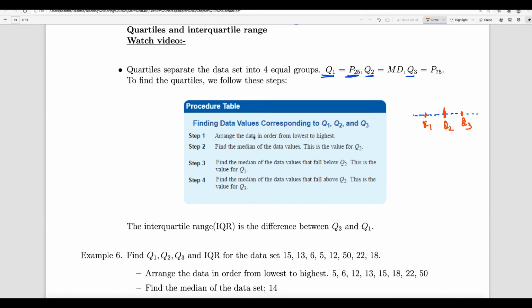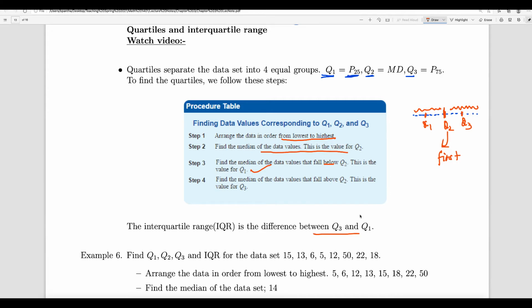So what are the steps to find the quartiles? Arrange the data in order from lowest to highest and find the median of the data values. You find Q2 first, and then find the median of the data values that fall below Q2. From the left side, that median will be Q1, and the median of the right side part will be Q3. It says below, so you should not include Q2 itself; use the values below and above it. And the interquartile range is the difference between Q3 and Q1.